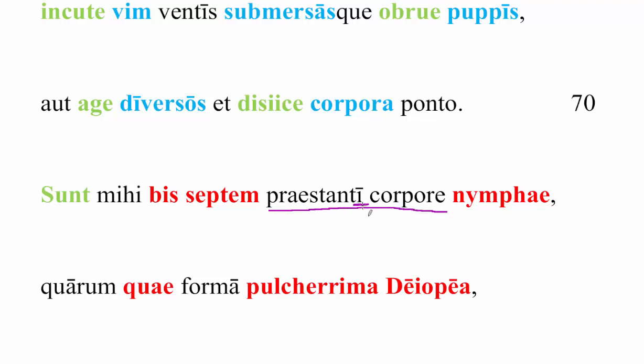This is what we call an I stem, so it should end with an E, but it doesn't. It ends with an I. This is an ablative of description, or sometimes called an ablative of quality. All right, so we would say nymphs of exceedingly beautiful bodies, or excellent bodies. So this is the quality or description of the nymphs that Juno wants to highlight. There are for me twice 7 nymphs with exceptional bodies or of exceptional body.